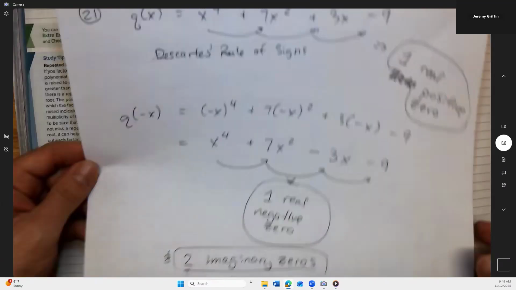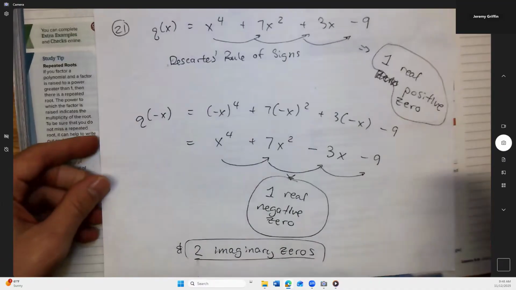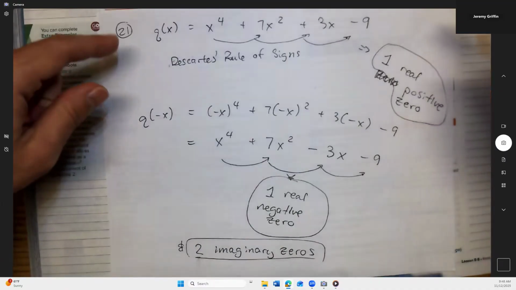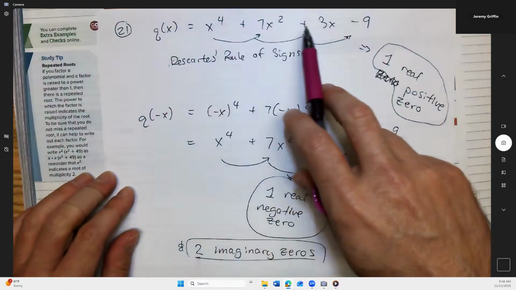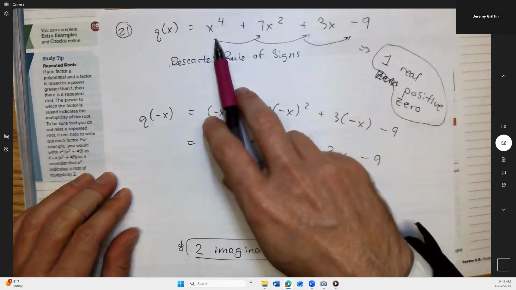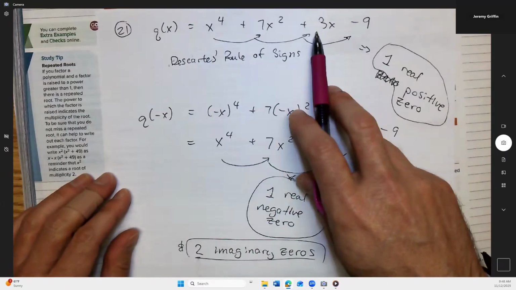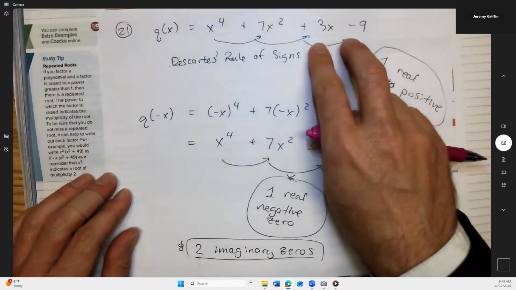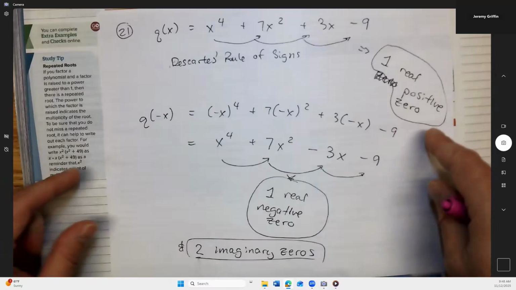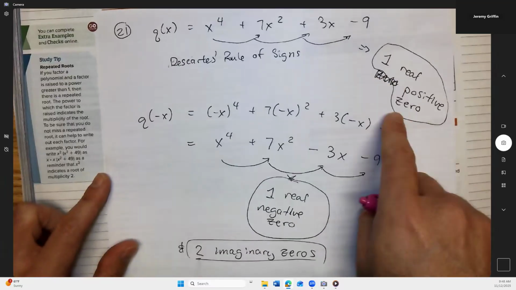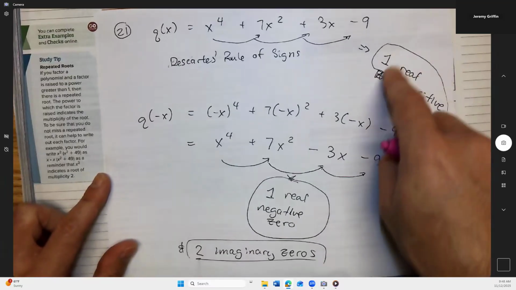Number 21 from your book here. Of course, I have a fuller version videoed out. This is one of the ones I did. I was looking at this expression: x to the 4 plus 7x squared plus 3x minus 9. Now, this is positive, positive, positive, and then finally negative. So there's only one sign change, from this positive to this negative. So I can say there'd be one real positive zero. So I circled that right here.